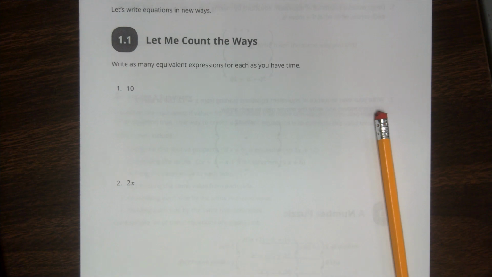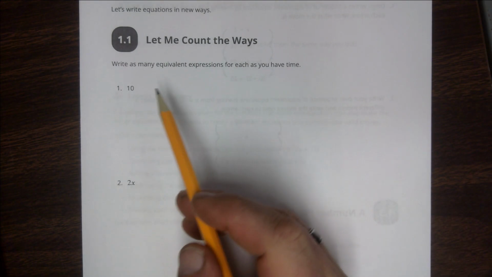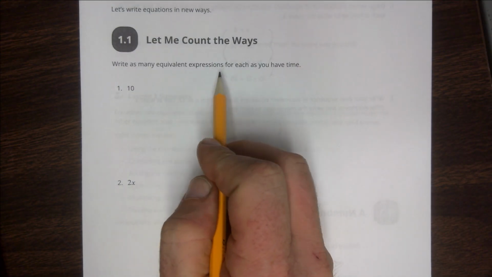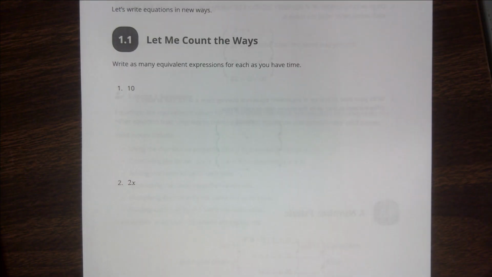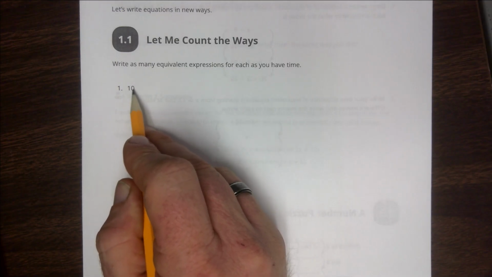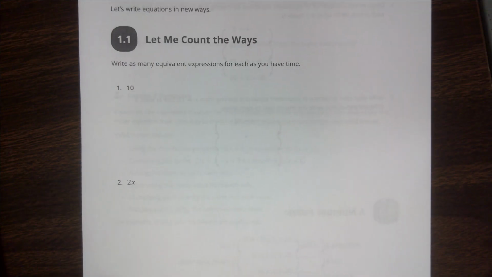Alright guys, we're going to start with Unit 4, Lesson 1. Write as many equivalent expressions for each as you have time. So when we talk about expressions, expressions are different than equations. Equations have equal signs. Expressions are just what could I get that is going to give me about the same value as 10, or the exact same value as 10? How could I use an operation?